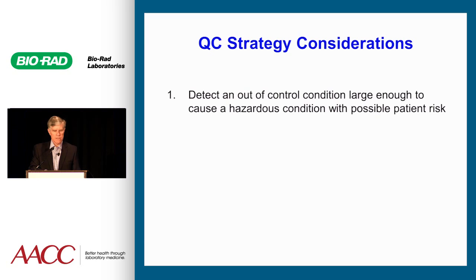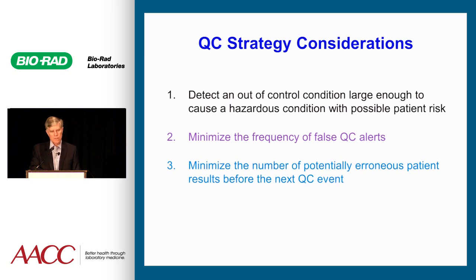So the strategy considerations is we want to detect an out-of-control condition that's large enough to cause a hazardous condition with possible patient risk. We want to minimize the frequency of false QC alerts, because that wastes everybody's time. And we clearly want to minimize the number of potentially erroneous patient results before the next QC event.